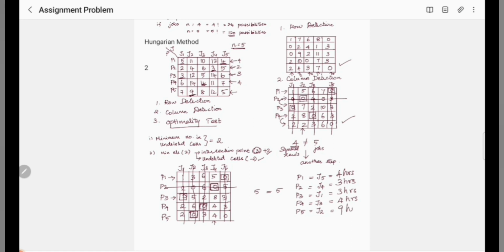So we have to sum up all the hours which have been assigned to the persons and the jobs. It is actually 23 hours. So these 5 jobs can be assigned to 5 persons, and the minimum number of hours the persons can complete these 5 jobs is 23.